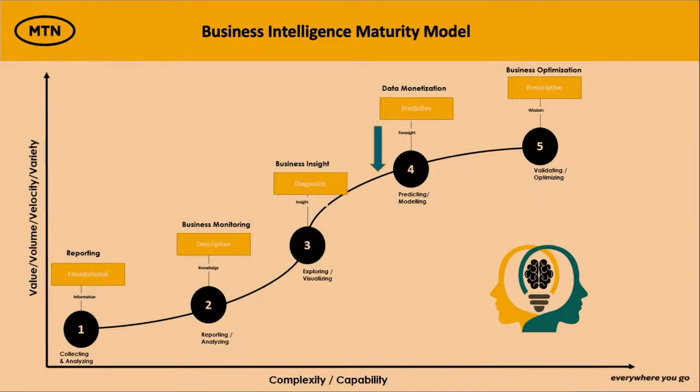At the point when you just have your small data, you get information. Then you move from there, you get knowledge. From knowledge, you get insight. From insight, you get foresight. From foresight, you get wisdom. This is the journey of data. This is what you can do.